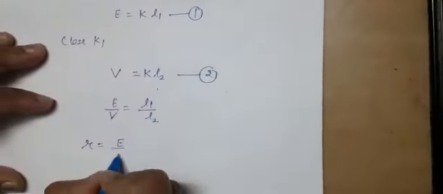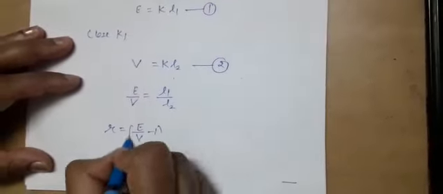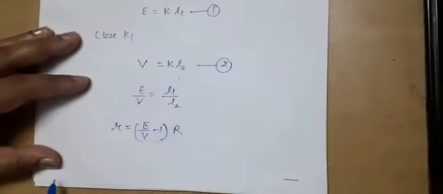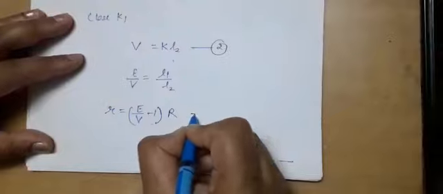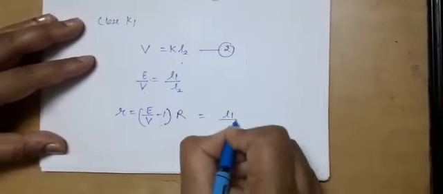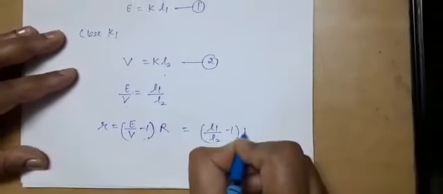Now we have already explained the formula for internal resistance, that is r = (E/V − 1) × R. R is the resistance we have taken from the resistance box. So E upon V is L1 upon L2, and it comes out to be this one.